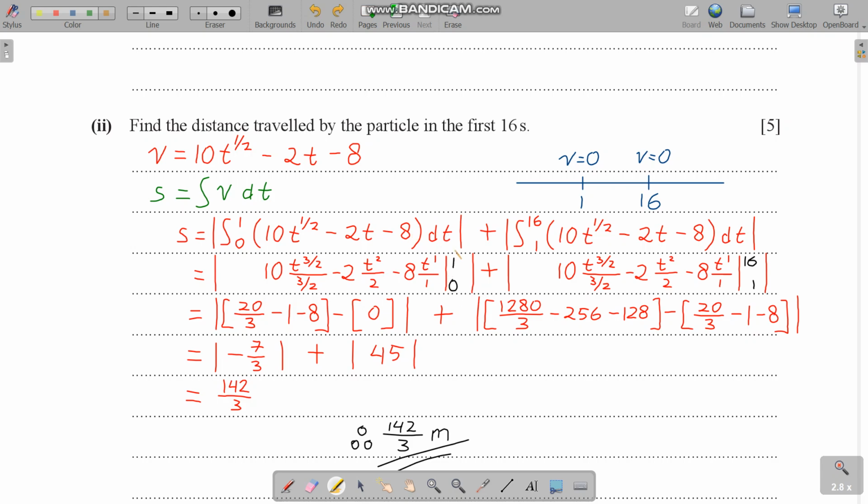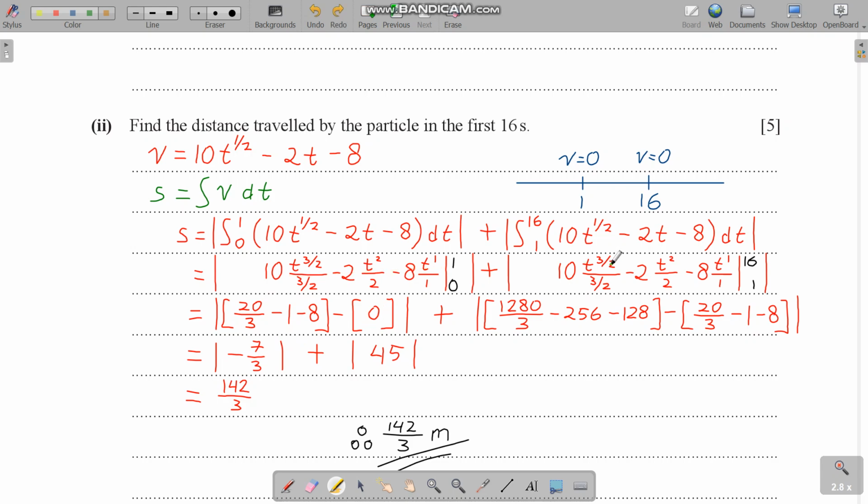So when we plug in 1, this is 1, 1, 1. 10 divided by 3 over 2, that's 20 over 3. And when we plug in 1, this is just 2 divided by 2, which is 1. And plugging in 1, we have minus 8. So this is what we get when we plug in 1. When we plug in 0, everything is 0, so this is 0.